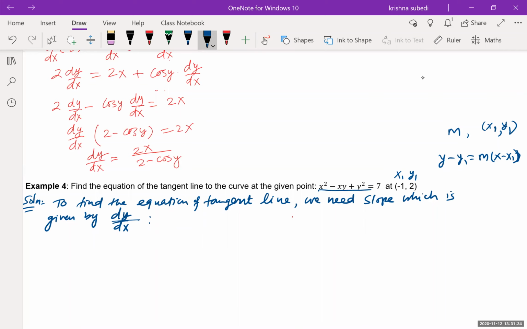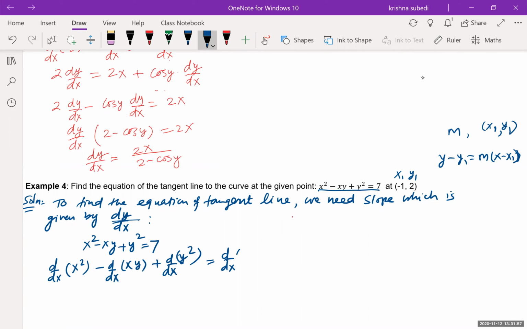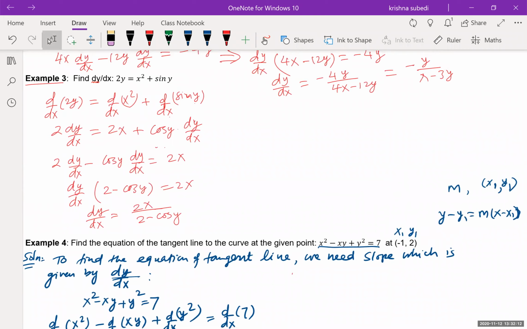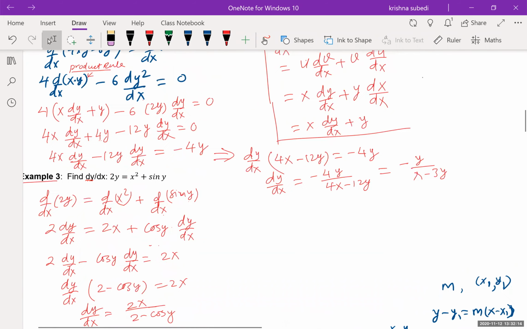Okay, so we are given this equation. Let me copy that equation: x squared minus xy plus y squared equals 7. So differentiate both sides with respect to x: d over dx of x squared minus d over dx of xy plus d over dx of y squared equals d over dx of 7. So x and x are the same variable, so we'll get simply 2x minus d over dx of xy. We already calculated that in our previous example.